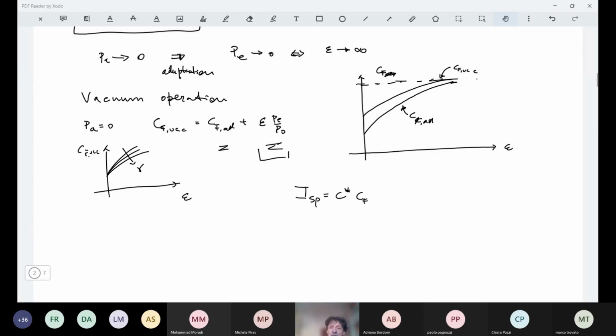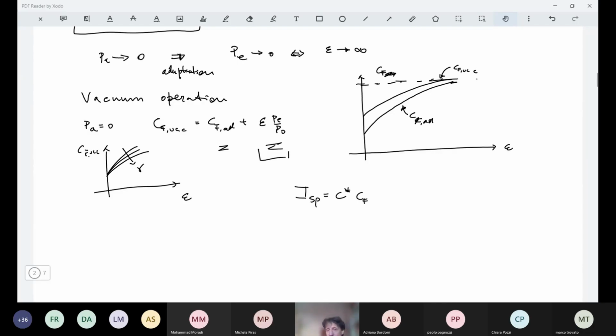But of course, if we realize longer and longer nozzles, we are also increasing weight. We are increasing the mass of our thruster. And so there will be a moment when we reach the condition that we save less propellant than the mass we are adding to get higher thrust coefficient. And this will be for sure a point of trade-off that will stop us in terms of maximum area ratio reached.